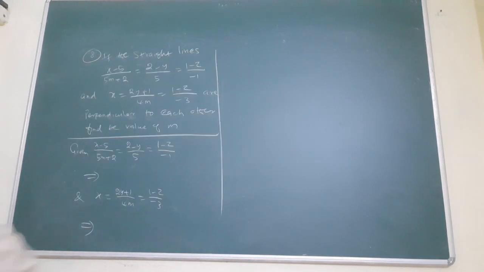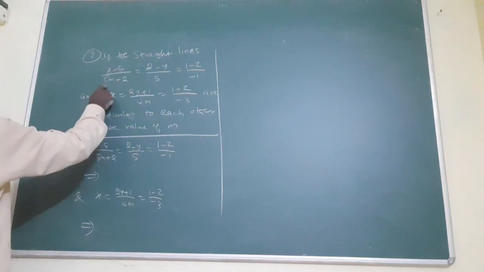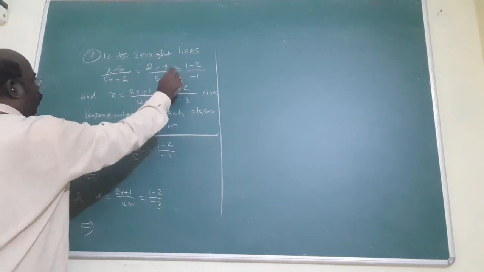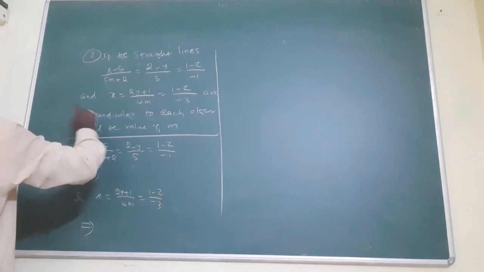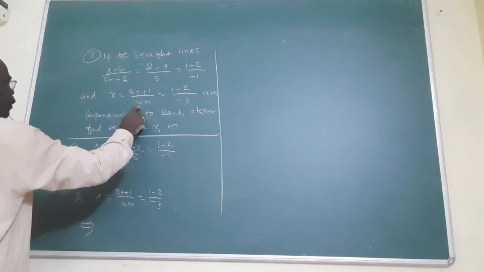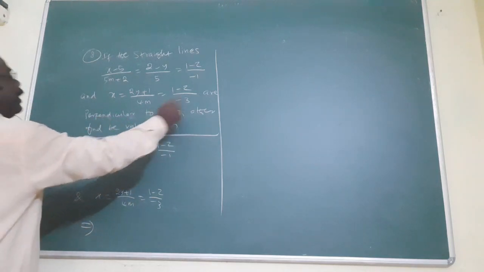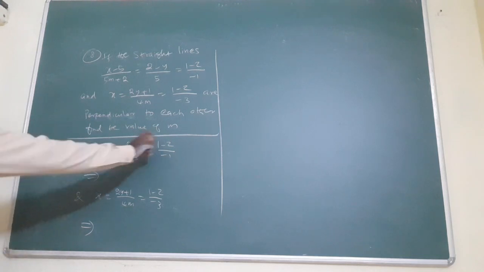Now, 8th question: if the straight lines (x minus 5) by (5m plus 2) equal to (2 minus y) by 5 equal to (1 minus z) by minus 1, and x equal to (2y plus 1) by 4m equal to (1 minus z) by minus 3 are perpendicular to each other, find the value. This is given. This is a Cartesian equation.